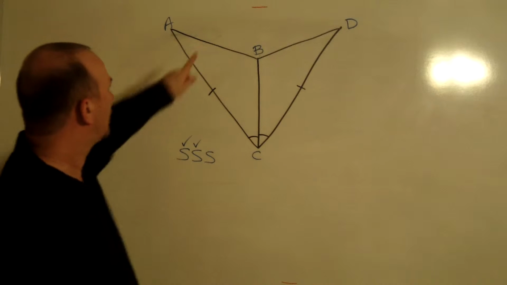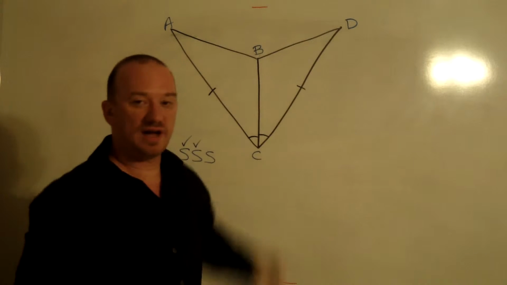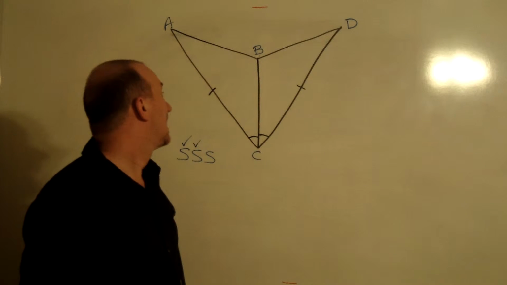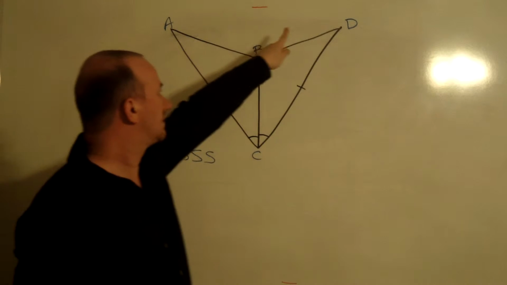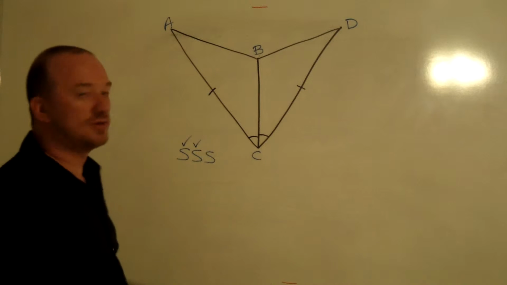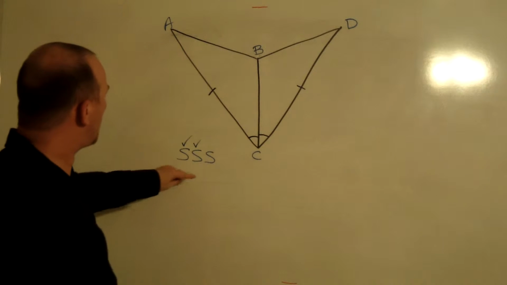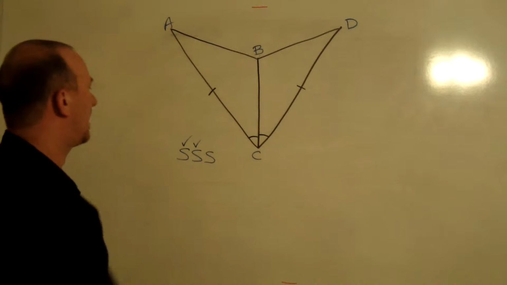You have two. The question is, are these two sides congruent? There's no tick mark on there. There's no little two lines and two lines, so we can't assume that. So we might have to use something else.